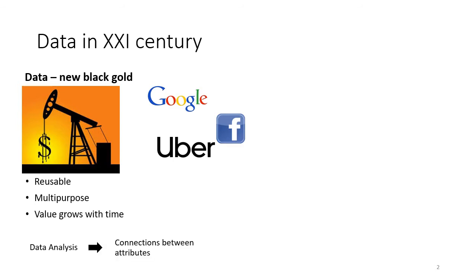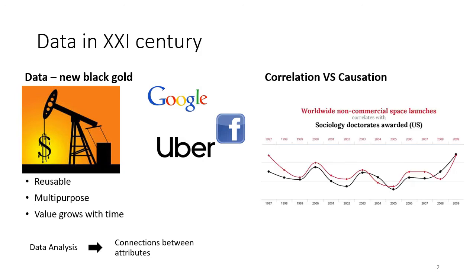You already know that the amount of data is so big that it is impossible to analyze all of it by hand. That is why we use specialized algorithms that allow us to identify connections between attributes that correspond to correlations between these attributes. However, correlations sometimes can be misleading.